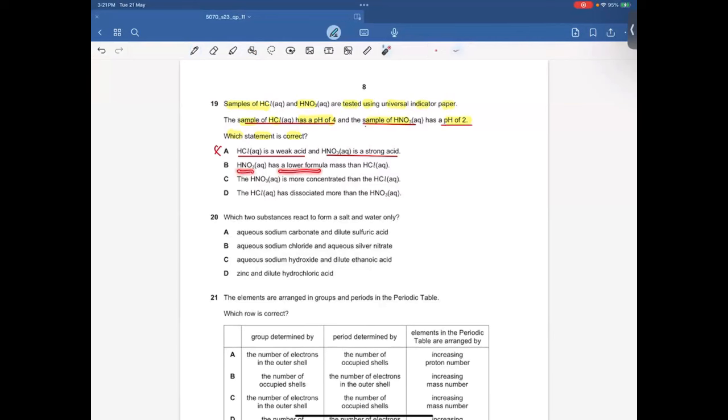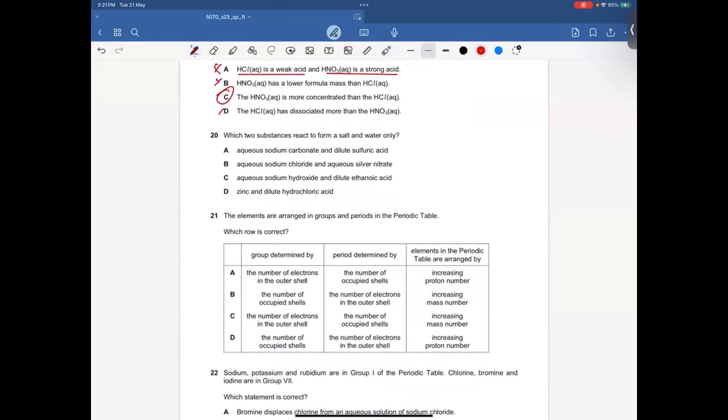HNO3 has a lower formula mass than HCl. Well, lower formula mass has nothing to do with these pH values. So B is also incorrect. The nitric acid is more concentrated than HCl. Yes, it has a lower pH value, which means it is more concentrated. HCl has a higher pH value, so it is less concentrated, which means nitric acid is more concentrated than HCl. Let's talk about option D. HCl has dissociated more than HNO3. No, I don't think so, because both of them are strong enough to dissociate completely. So I think C is going to be the right answer.